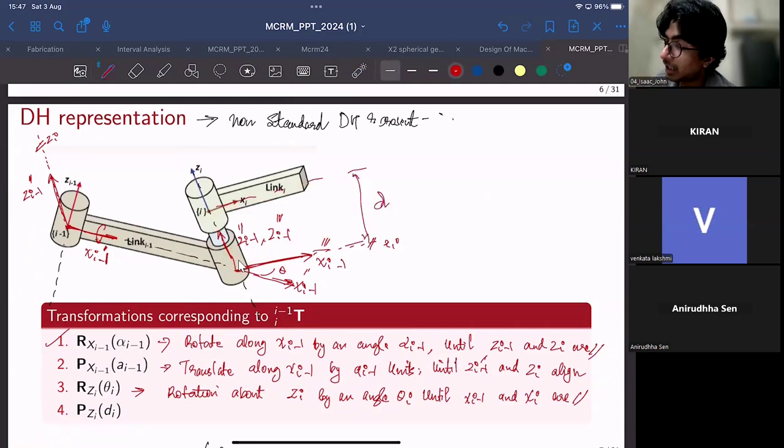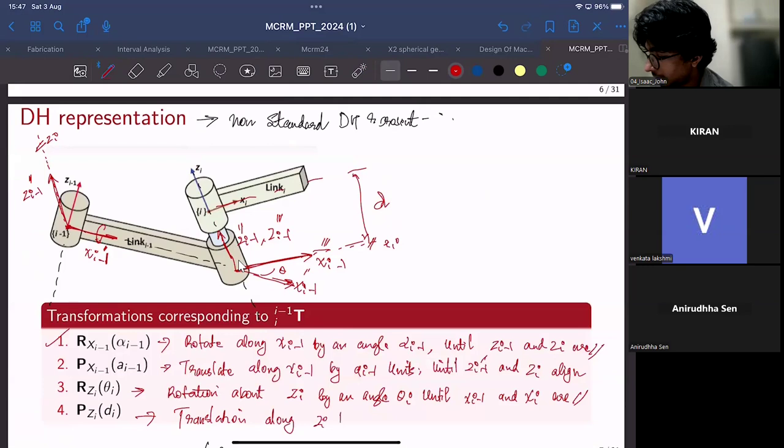So the final transformation would be the translation along z_i by d_i units, so that these two frames will now be fully coinciding. Right, now both of them would be fully coinciding. So the final would be translation along z_i by d_i units until the frames i-1 and i coincide.